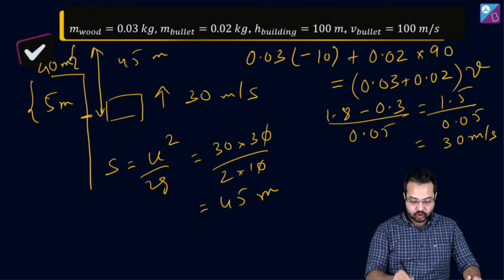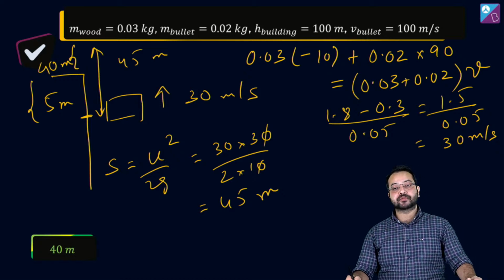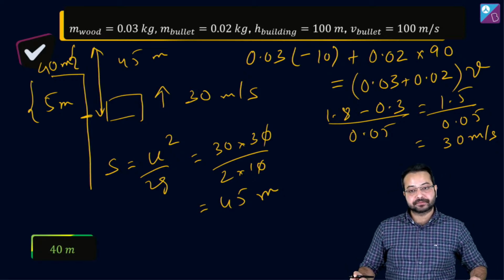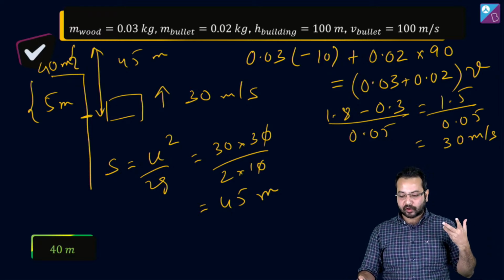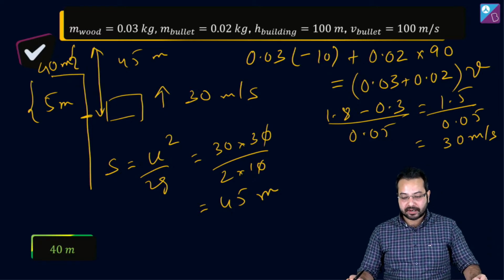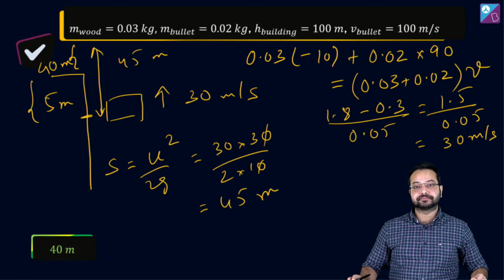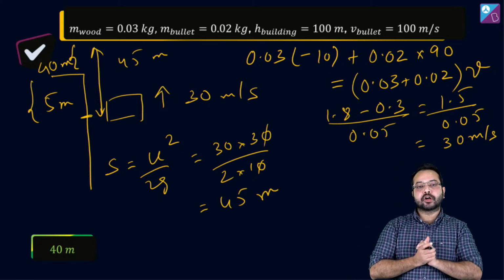Is that correct? So what is the correct option? The correct option is 40 meter. From the top of the building, we have to tell the distance, so that is going to be 40 meter. That is going to be my answer. Are we clear with this concept?